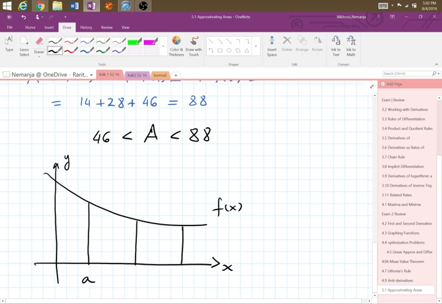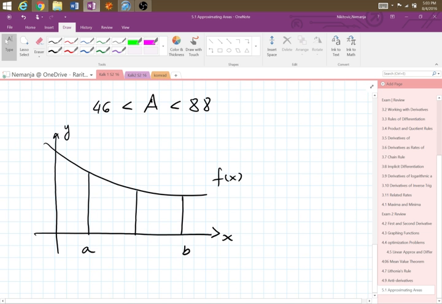So from A to B, I want to know what's happening here. Now let's see how more rectangles improve.